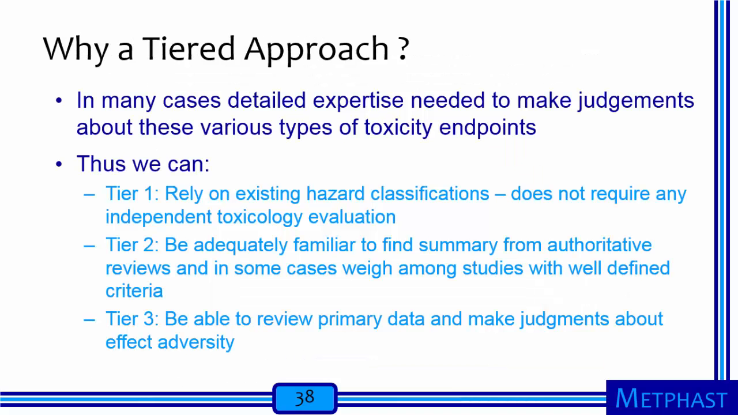Why do we need a tiered approach? In many cases, we need detailed expertise to make judgments about these various types of toxicity endpoints. Thus, in Tier 1, we can rely on existing hazard classifications, and it does not require any independent toxicology evaluation. If we want to use Tier 2, we need to be adequately familiar to find summary data from authoritative reviews and in some cases weigh among studies with well-defined criteria. And if we want to use Tier 3, we need to be able to review primary data and make judgments about effect adversity.